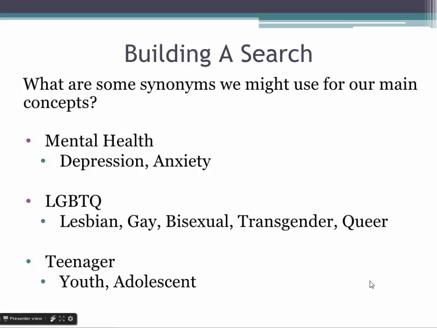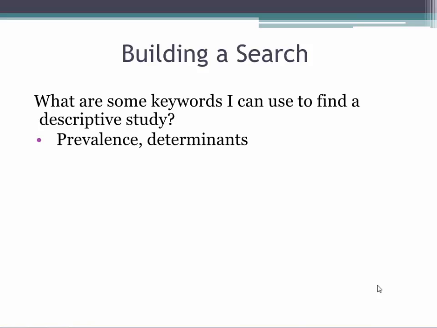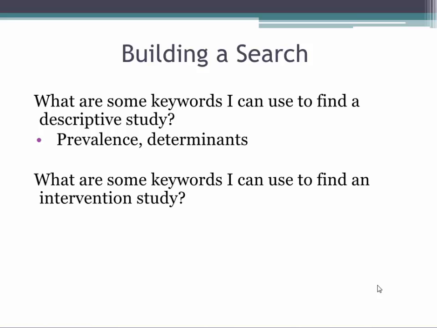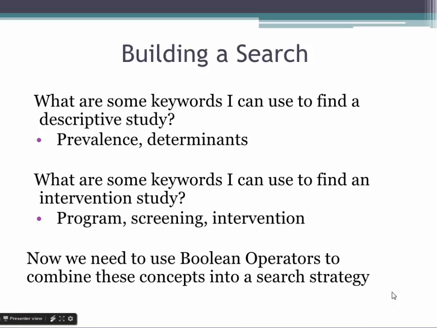So now we have those main pieces of it, but for your assignments, we need to also think about looking for either a descriptive study or an intervention study. So maybe thinking about some of the keywords that you could use to find a descriptive study. So maybe putting in prevalence or determinants. If I was looking for an intervention study, maybe I'd be putting in keywords such as program or screening or intervention or something like that. So now that we have our keyword set, we need to actually combine our keywords using Boolean operators to form this into a good search strategy.